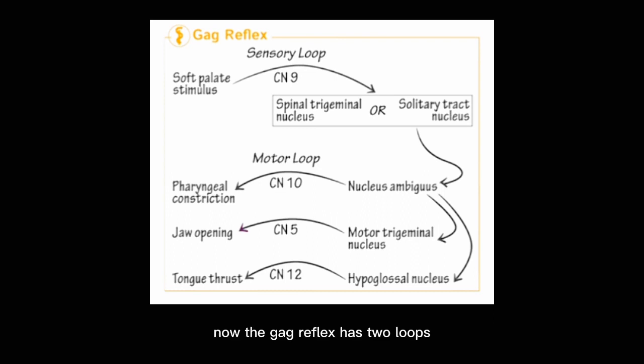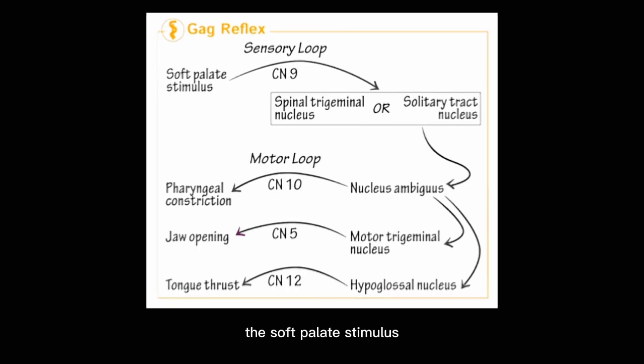Now the gag reflex has two loops, the sensory loop and the motor loop. The sensory loop is initiated when there is a soft palate stimulus by the tongue depressor, the sensation of which is carried via the glossopharyngeal nerve to the brainstem, and specifically to two nuclei, the nucleus tractus solitarius and the spinal trigeminal nucleus. Now, the nucleus ambiguus in turn stimulates two types of nuclei, the motor trigeminal nucleus and the hypoglossal nucleus.